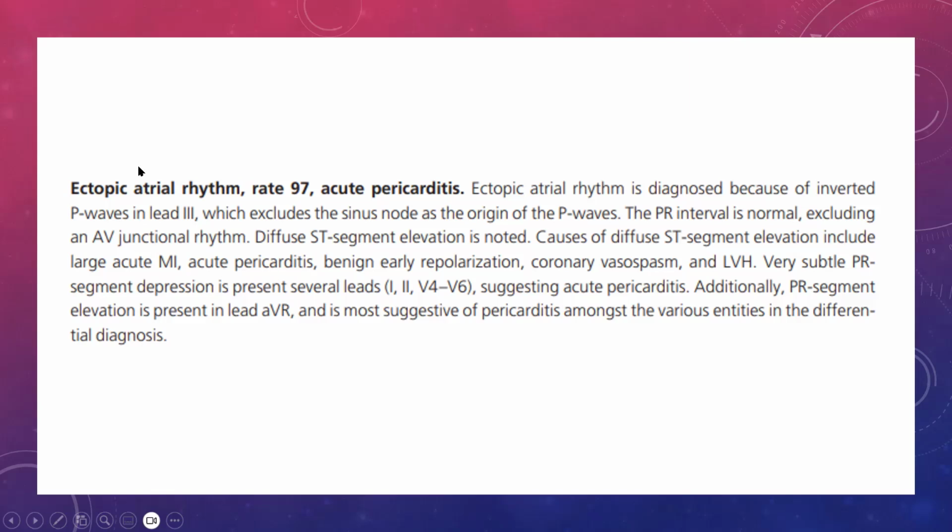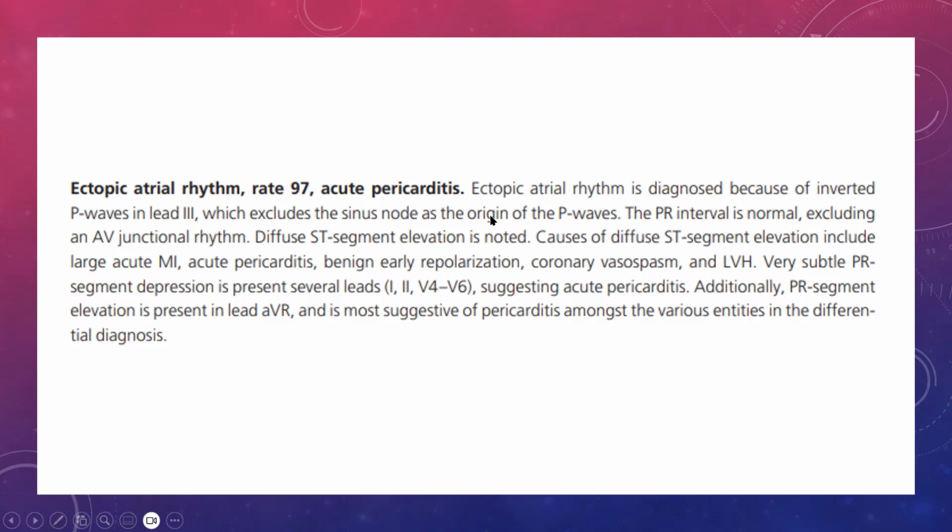So the first thing that they talk about is an ectopic atrial rhythm. Now, I don't want you to stress about that too much, but basically what it means is that even though the overall conduction train is starting in the atrium, it is not actually starting in the sinoatrial node.